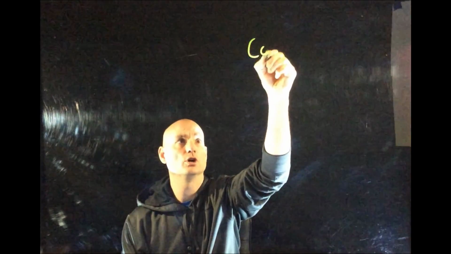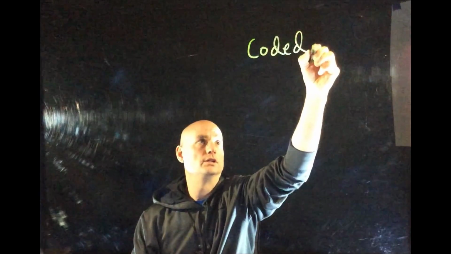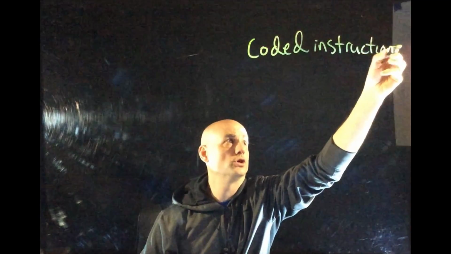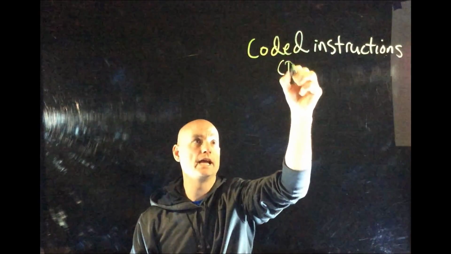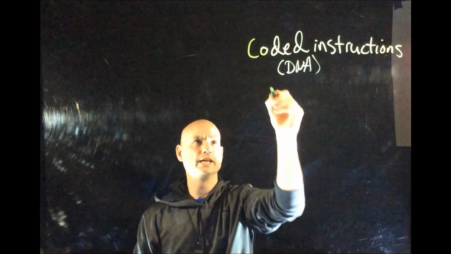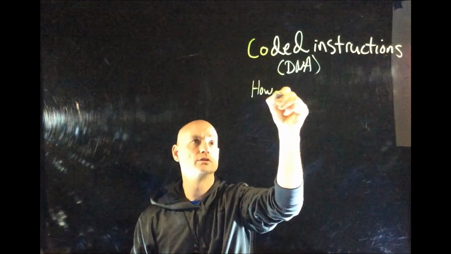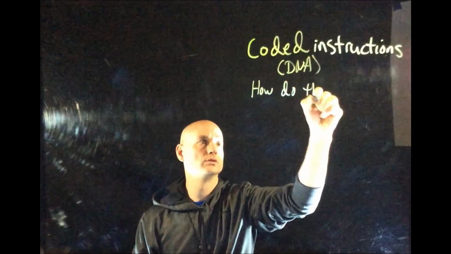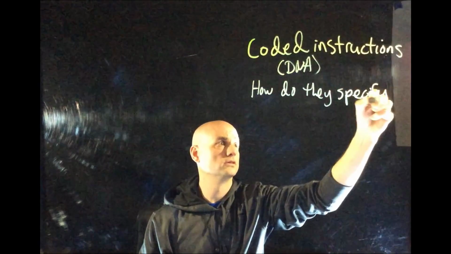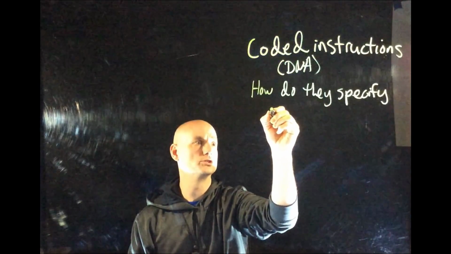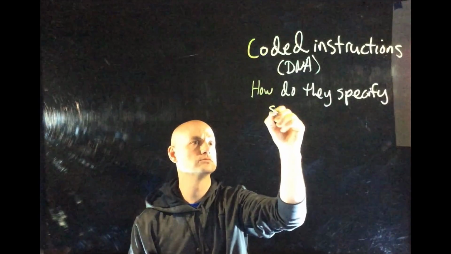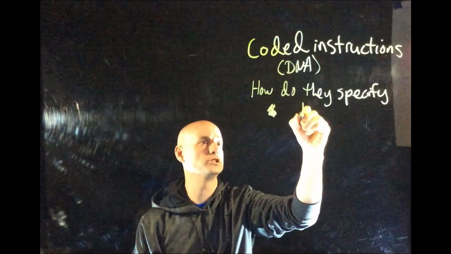Focus in on the coded instructions. We know those coded instructions are now DNA. And how do these coded instructions specify certain traits? I'm just going to say traits. How do they specify traits?